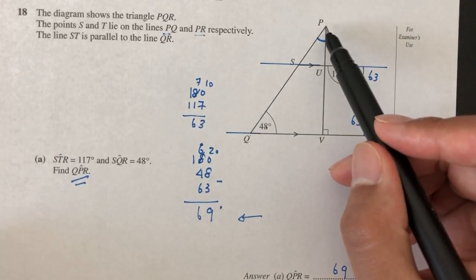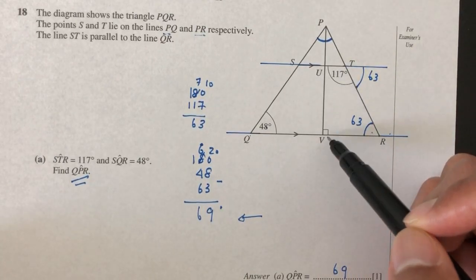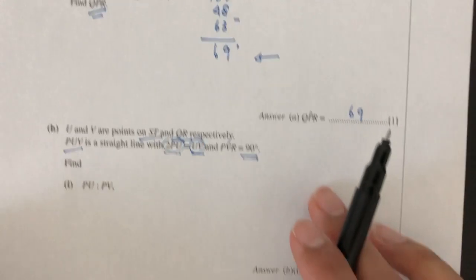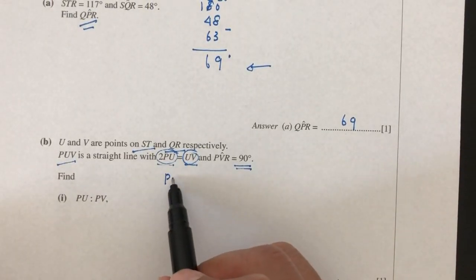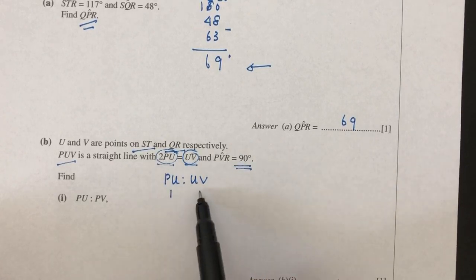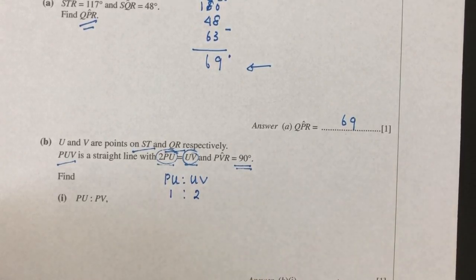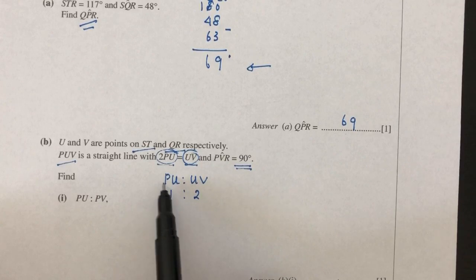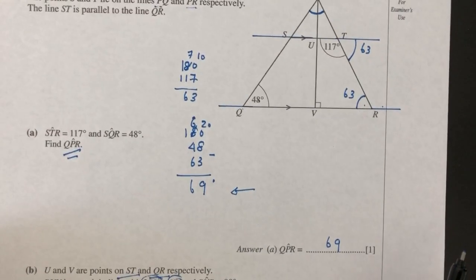So basically we have 2 times PU equal to UV. So it means that the ratio of what? This will be 1, this will be twice. I hope that makes sense. The ratio of PU to UV is 1 to 2. Okay, so that's good to know.